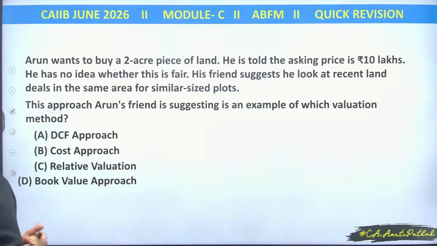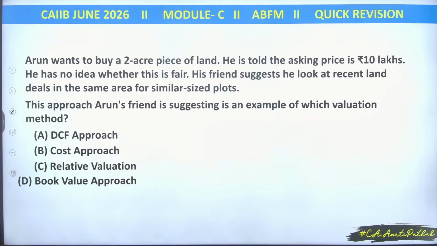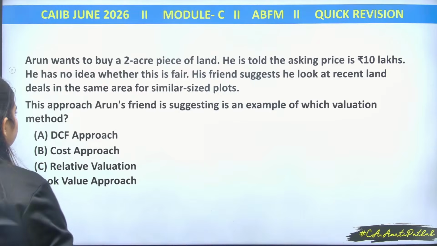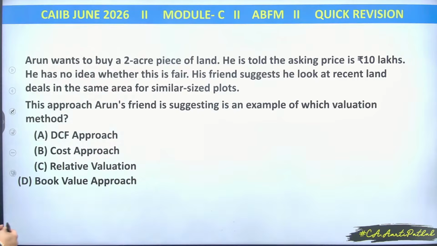Arun wants to buy a 2-acre piece of land. He's told the asking price is 10 lakhs. Now he has no idea whether this is fair. His friend suggests he look at recent land deals in the same area for similar sized plots. Now this approach Arun's friend is suggesting is an example of which valuation method? DCF, cost, relative, or book value? Again, a very easy direct question we have. Yes, please everyone try to give this answer.